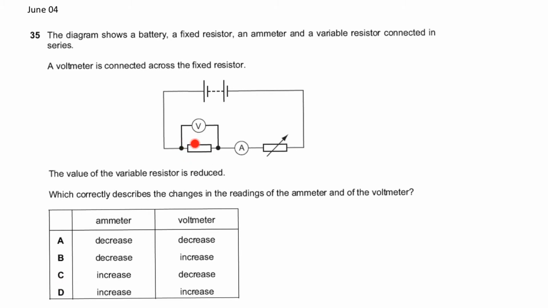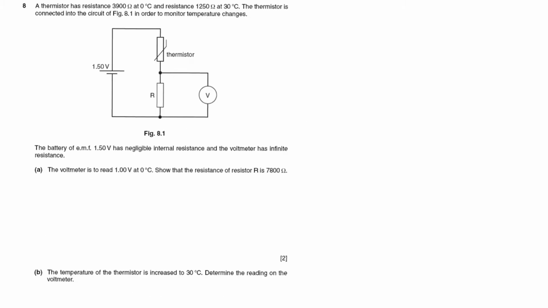What about voltage? Now the voltage of the cell will be divided between these two. If you reduce this resistance, this will carry less PD, so this must carry more PD. The answer is D. Very good. So if you want to show that the resistance of the resistor is 7800, don't forget the voltmeter reading, which is, let's say, your V out, equals the resistance of R over R plus RT, which is the resistance of the thermistor, times 1.5.